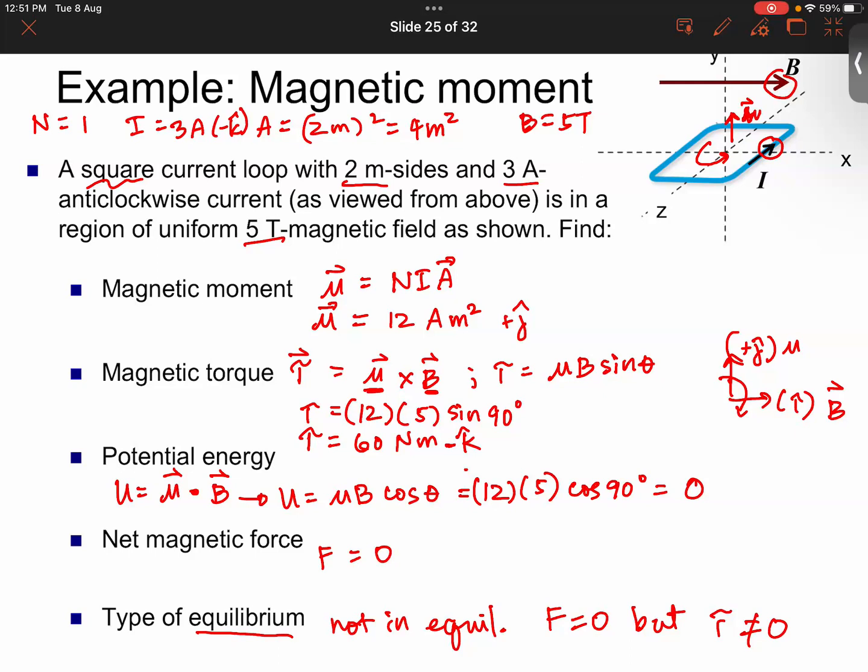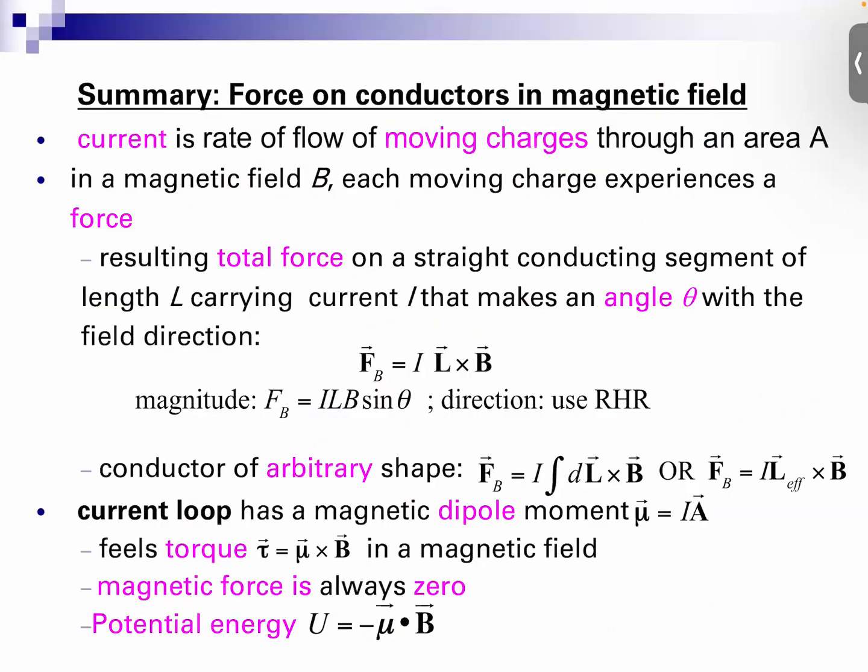Any questions about this example or the topics we learned today? All right. If there are no questions, then we'll end our lecture. We learned about the force on a current carrying wire and therefore the torque. And then we defined magnetic dipole and magnetic dipole moments and potential energy.